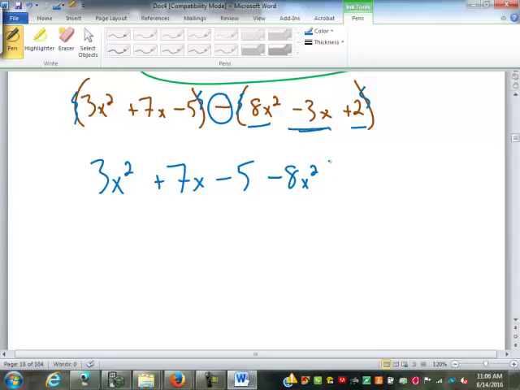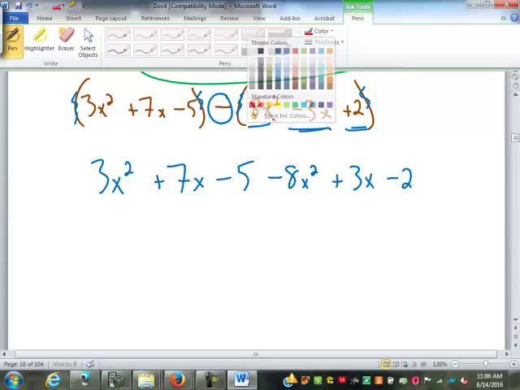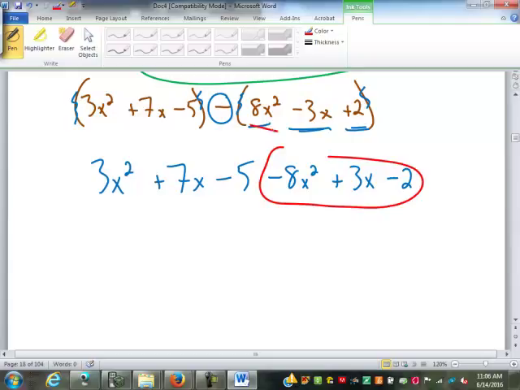Negative 3x becomes a positive 3x, and positive 2 becomes a negative 2. So you can see each one of these is the opposite of what we did up here because of the subtraction there, the minus. Now that's exactly what we did. We just did it one digit at a time as we subtracted each column. We did add the opposite.